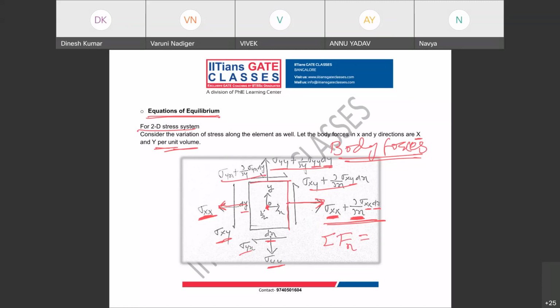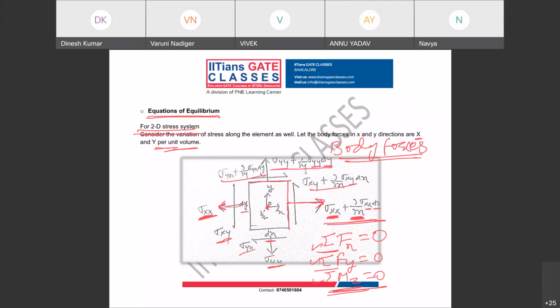Exactly. So sigma Fx will be 0. Sigma Fy will be 0. Then moment about which axis? Z. Exactly. Sigma Mz will be 0. So there will be three equilibrium equations for a 2D stress system. One, forces along x direction summation 0, forces along y direction 0, and sigma Mz 0.